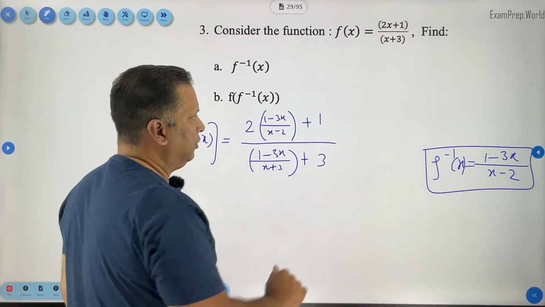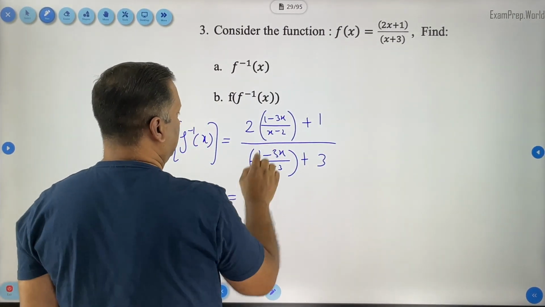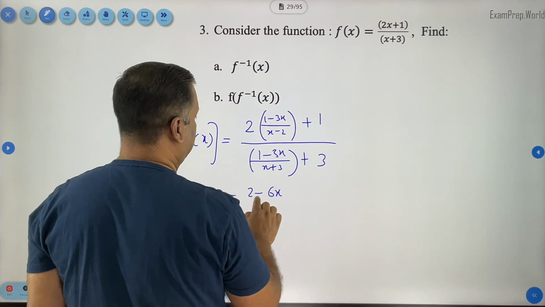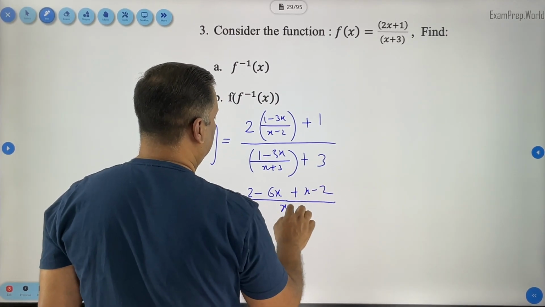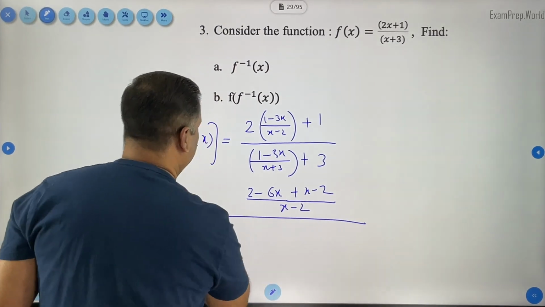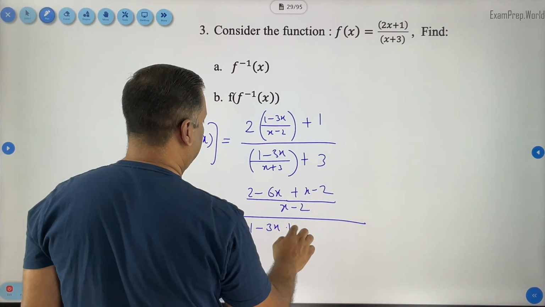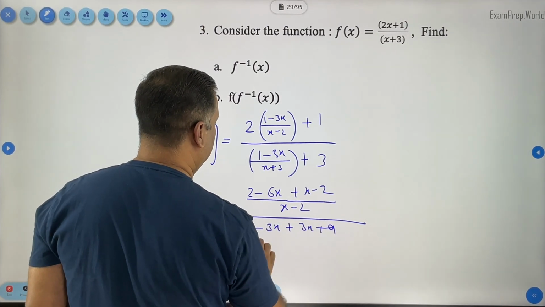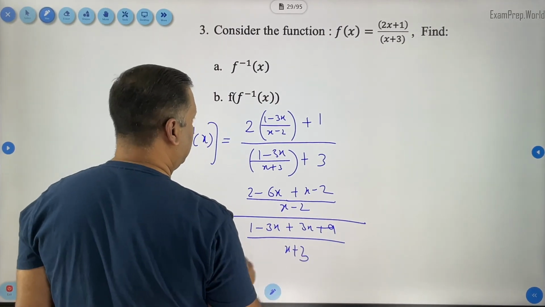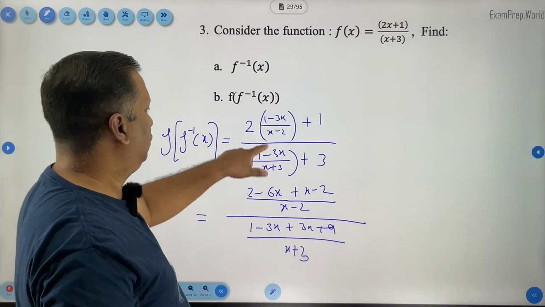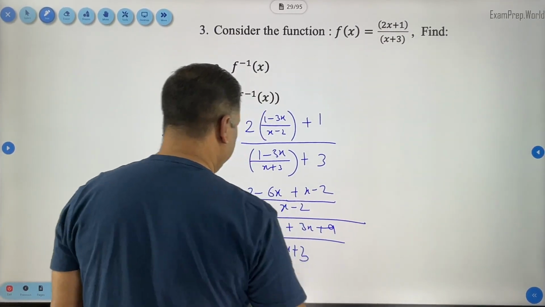So now I don't need this one, so I am erasing it here. So we can solve: 2 minus 6x plus x minus 2, whole thing divided by 1 minus 3x plus 3x plus 9, divided by x minus 2, x plus 3, right? This is x minus 2, this is x plus 3. So we can multiply this one here.